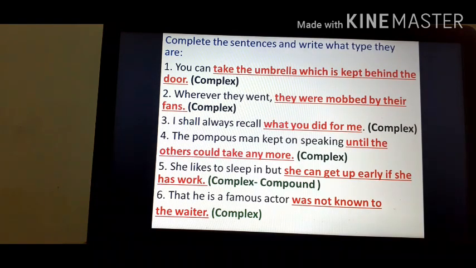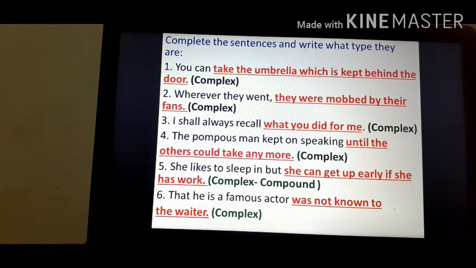Complete the sentences and write what type they are. The incomplete sentences are in black, the answer is in bold red letters, and what type of sentence it is is in green. You can take the umbrella which is kept behind the door. Complex sentence. Wherever they went, they were mobbed by their fans. Complex sentence. Third, I shall recall what you did for me. Complex sentence. Fourth, the pompous man kept on speaking until the others could take no more.